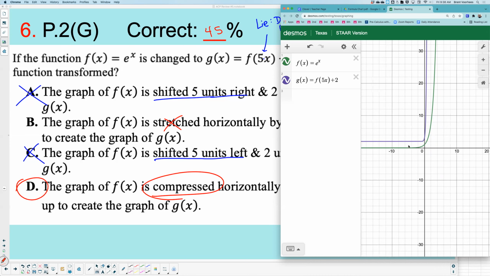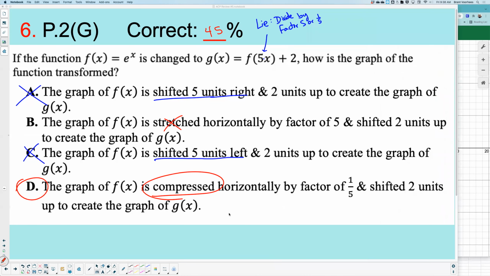And I can now tell, well, it's either up or to the left. And then you go off your knowledge that plus 2 is on the outside. It is up, not left, it is up. So it'd be up 2, and that's how you could do it as well.